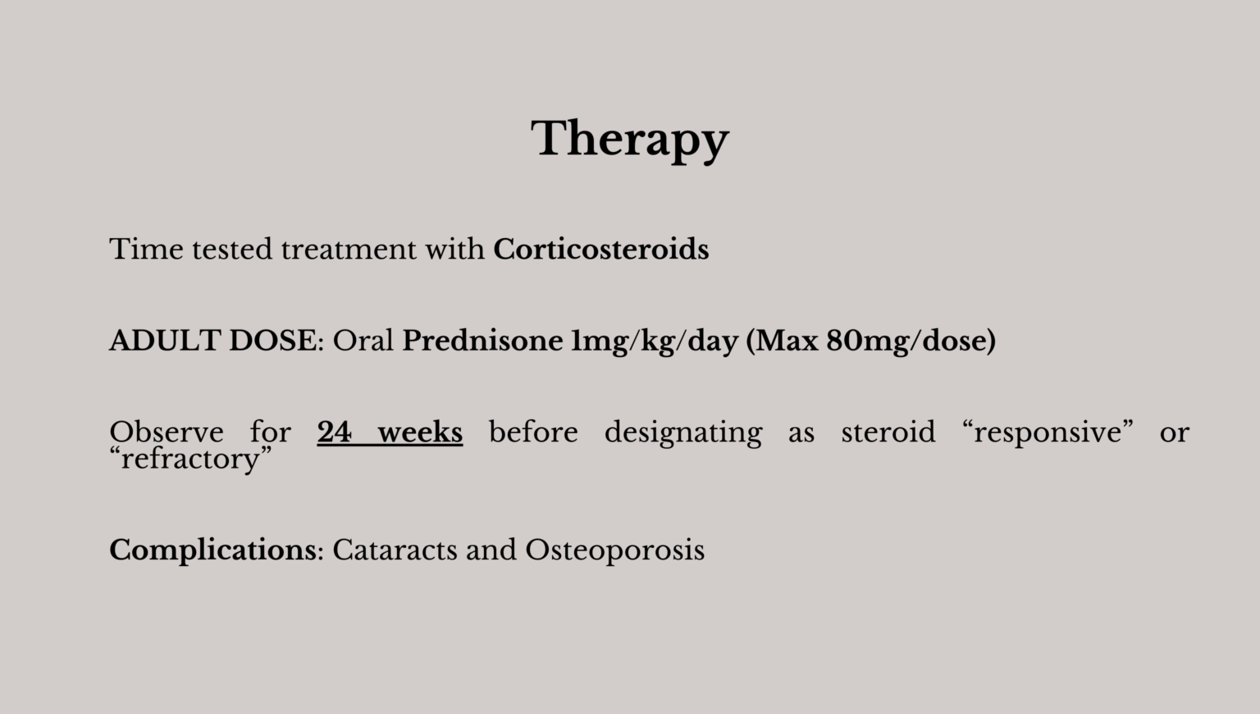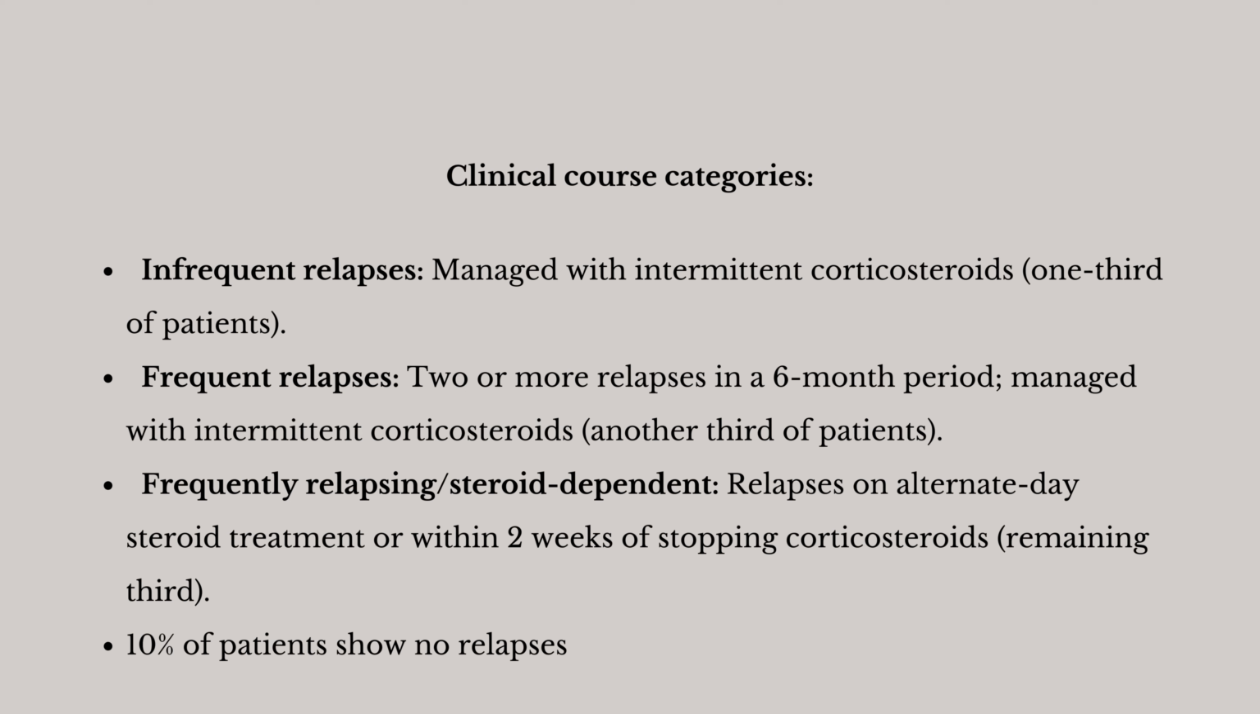Complications of oral steroids for very long term are cataracts and osteoporosis. Infrequent relapsers are typically treated with intermittent corticosteroids. Frequent relapsers are those patients who have 2 or more relapses in a 6-month period, and they require intermittent corticosteroids as well. Steroid-dependent patients are those who relapse on alternate day steroid treatment or within 2 weeks of stopping corticosteroids.